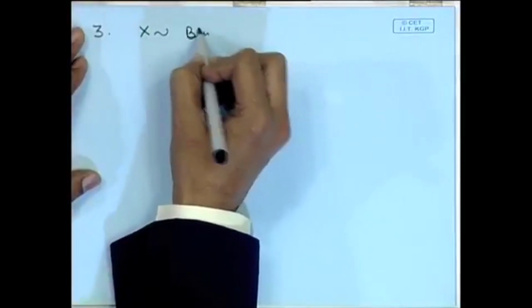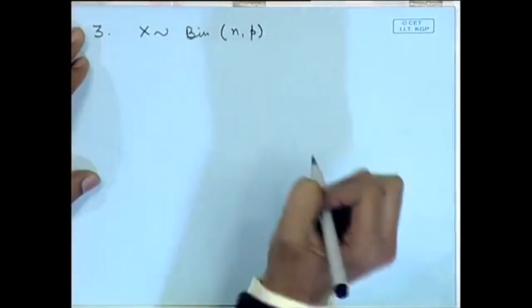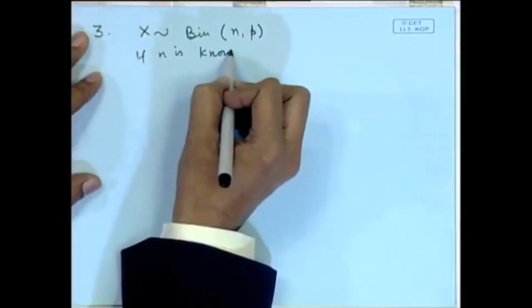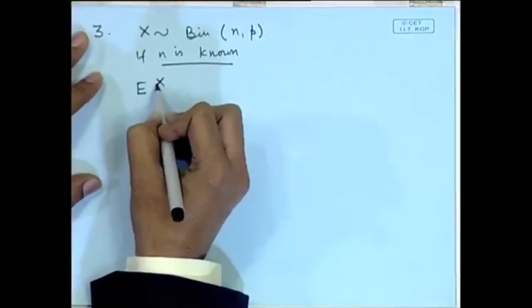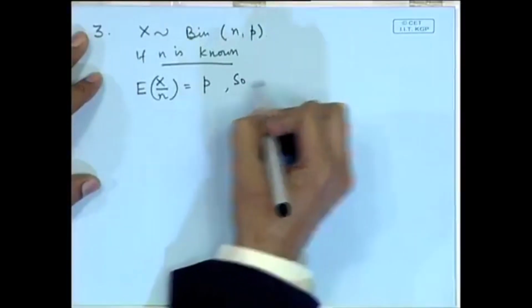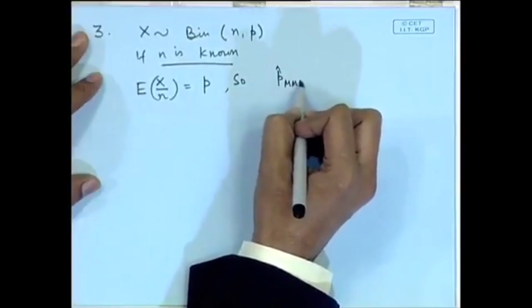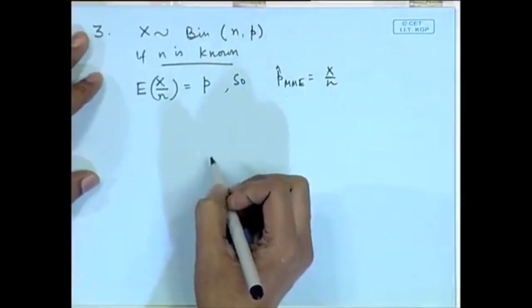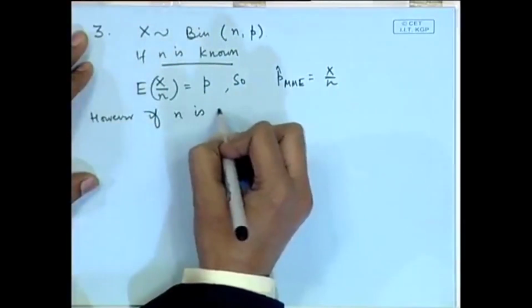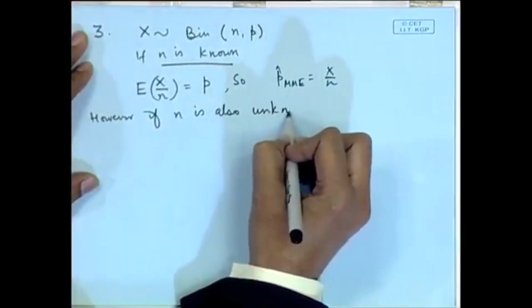Let us consider say x following binomial n, p. Now, if n is known, then you have expectation of x by n is equal to p. So, p hat MME is simply x by n. However, if n is also unknown, there may be a situation where we do not know how many number of trials have been conducted in the binomial distribution, and then I have to estimate both n and p.